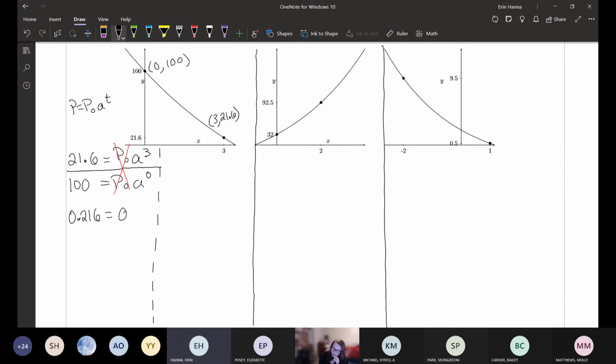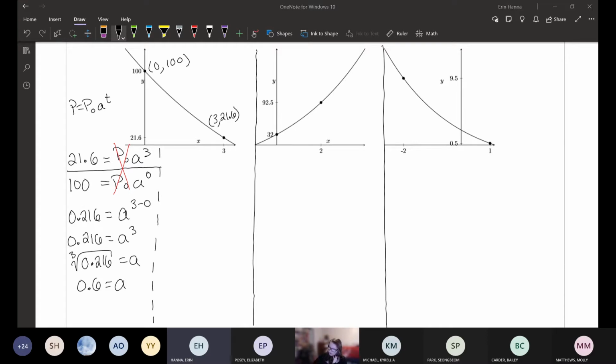And then, algebra reminder: when you divide things that have exponents, you subtract their exponents. So we're just going to get a cubed here. And then to solve for a, we would just have to cube root the other side, which will get us that the a value is 0.6. Questions on how I found that?